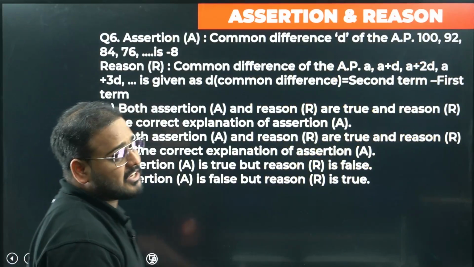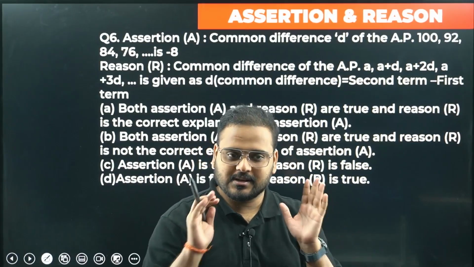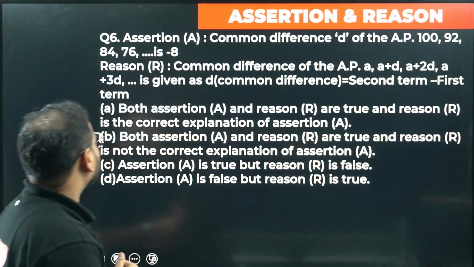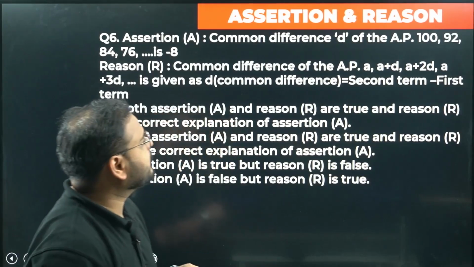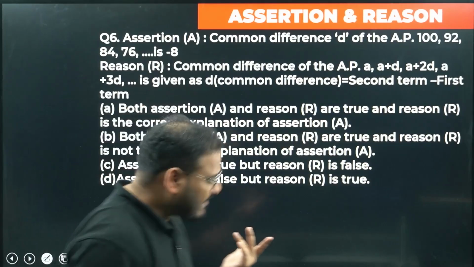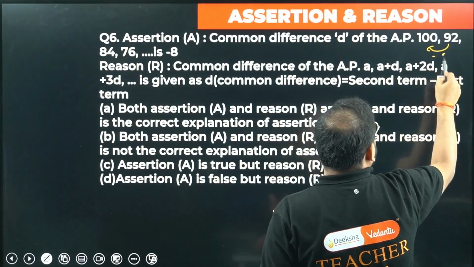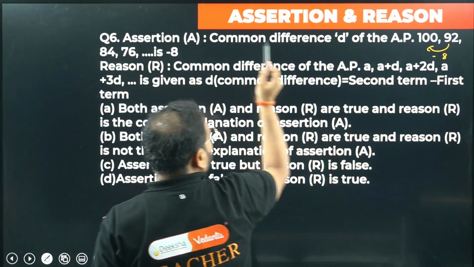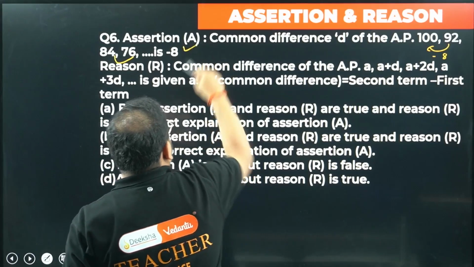Moving on to the next section, which students either like or just want to avoid: assertion and reason. Chaliye. Question number 1. Assertion: the common difference D of the AP 100, 92, 84, 76 is minus 8. Looks right, na? Check. 92 minus 100, so minus 8 only. 84 minus 92, again minus 8. 76 minus 84, again minus 8. So this is correct. Assertion is correct.